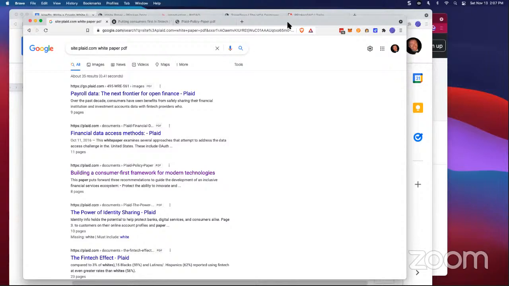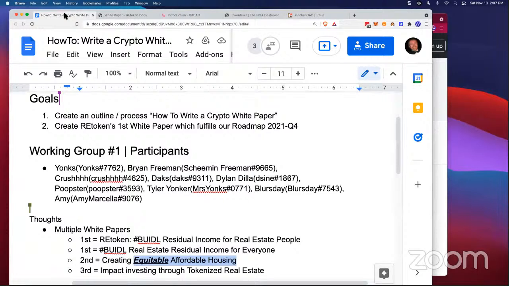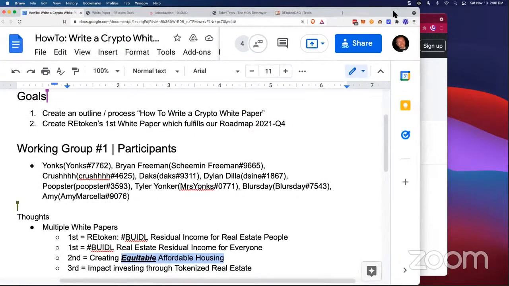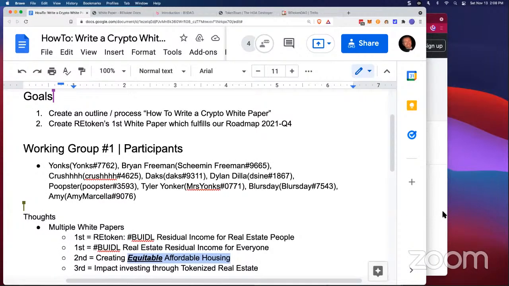I'm more of the mindset that if we were going to write a white paper, I'm thinking literally one page, maybe two pages, and keep a lot of stuff open-ended and leave room for growth, and just give a general overview of the problem we see and our solution. That's once again just my thoughts.